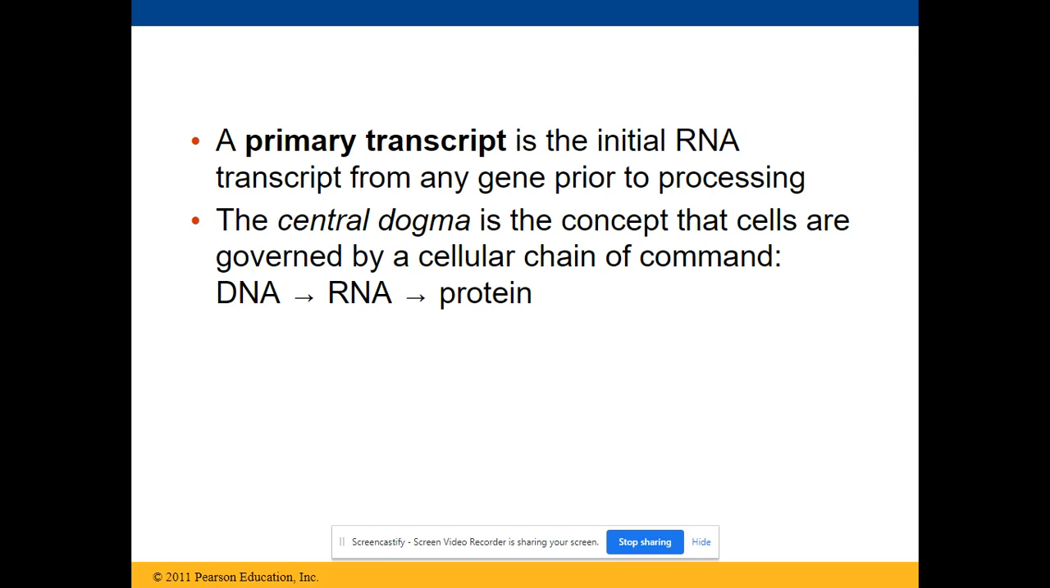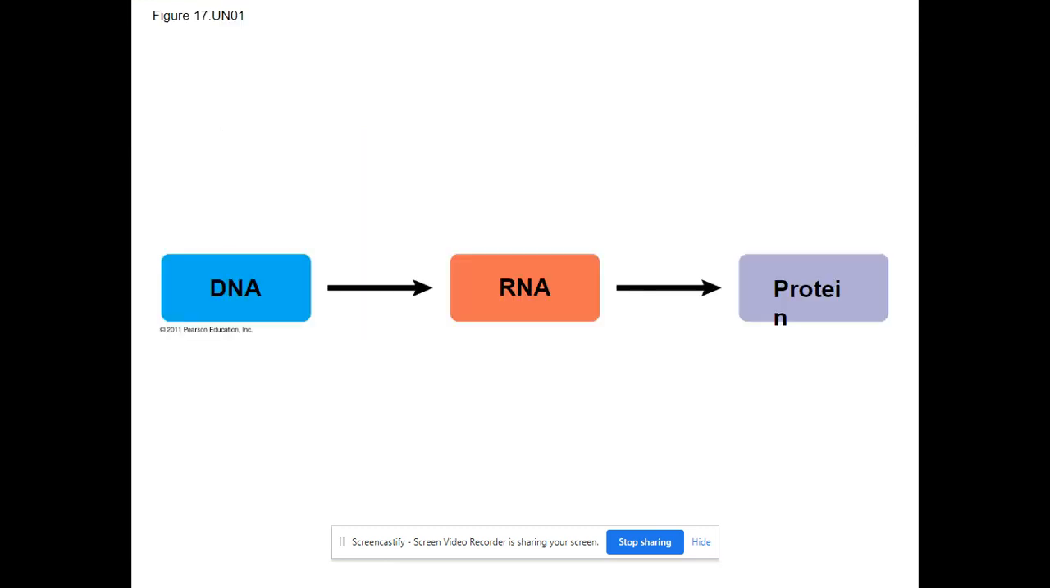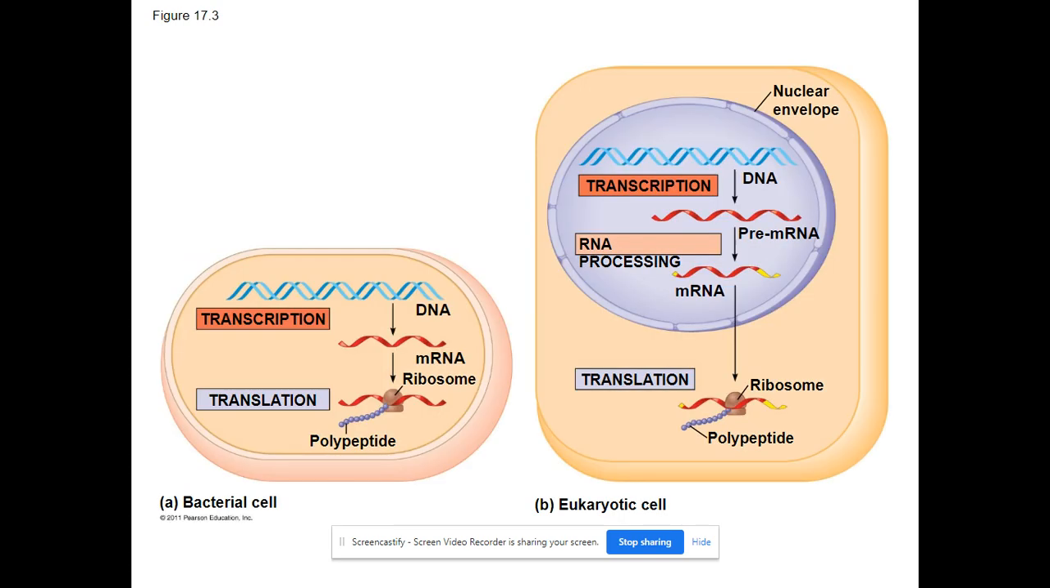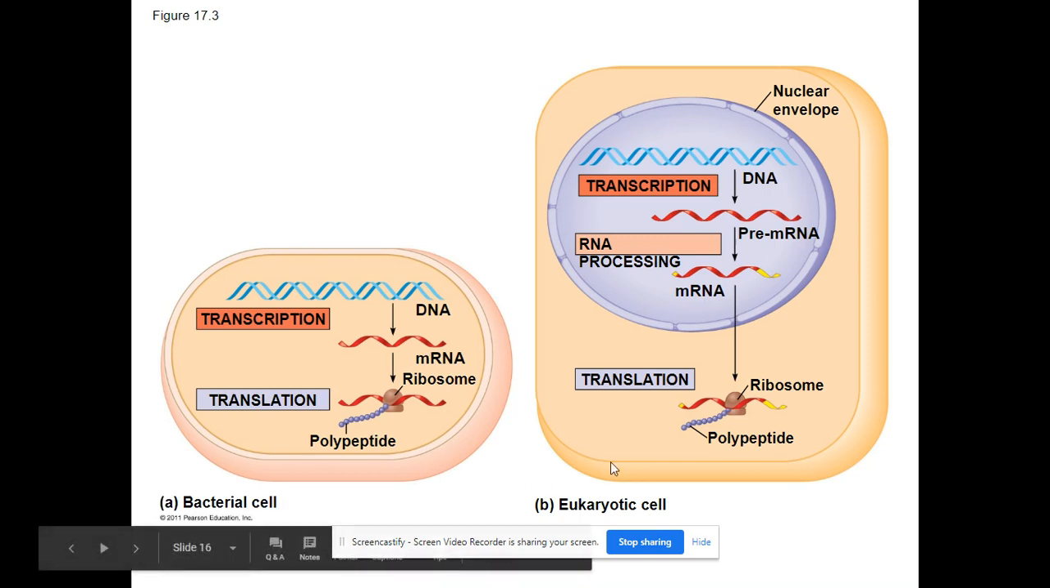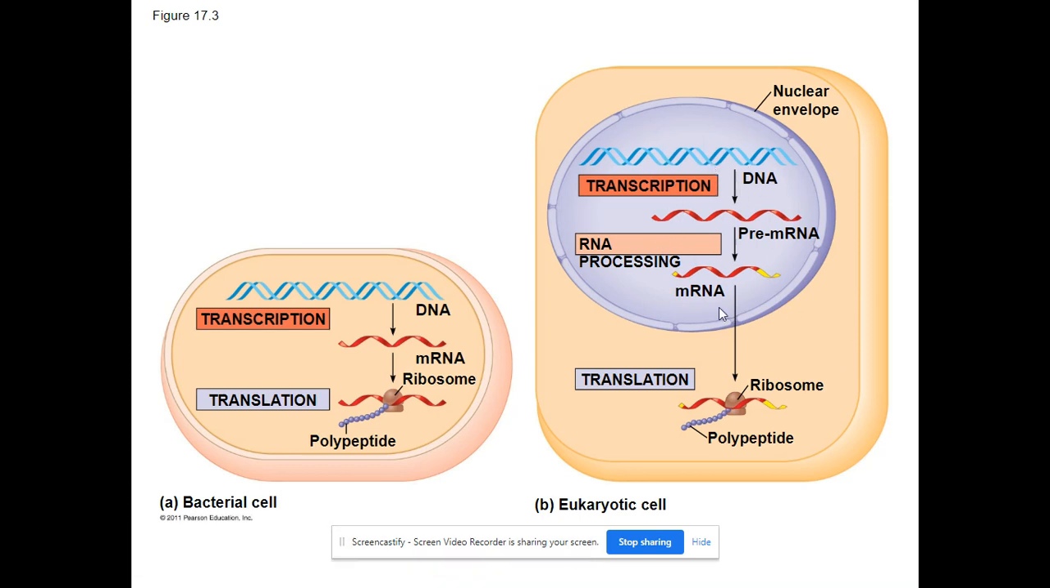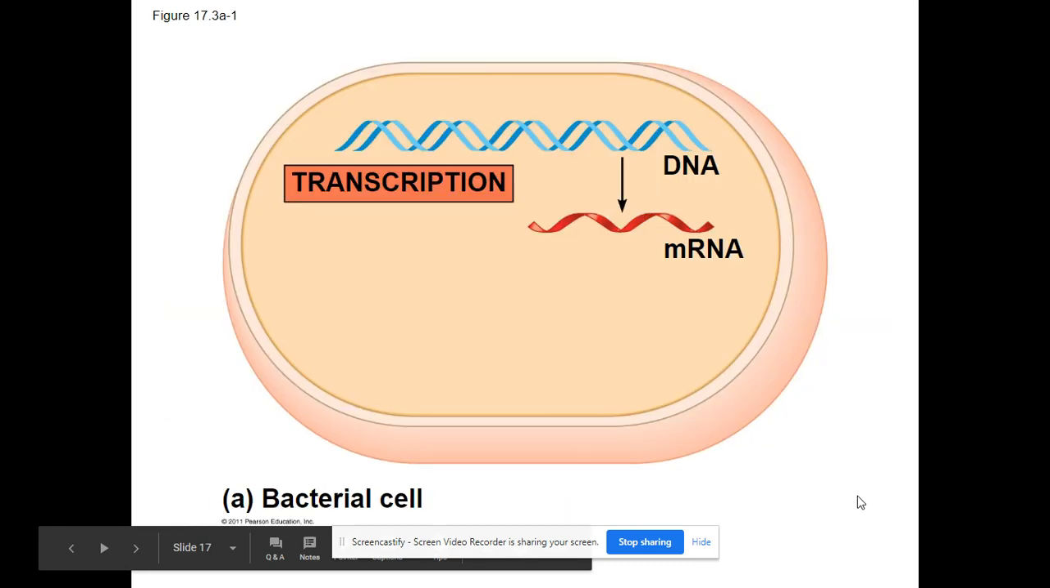The central dogma is a concept that cells are governed by a cellular chain of command going from DNA to RNA to proteins, and they can only move in this direction. So this is our central dogma. We start with DNA in the nucleus. We make our RNA that can leave the nucleus and go out to the ribosomes to become proteins. Visually, in a bacterial cell, this can happen all at once, but in our cells replication and transcription occur inside the nucleus, and then translation happens out on our ribosomes.